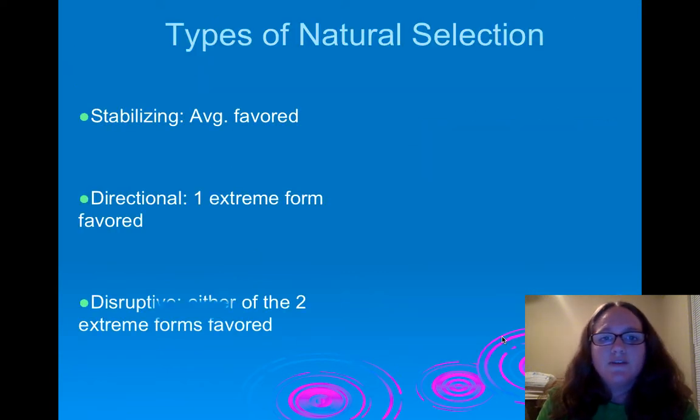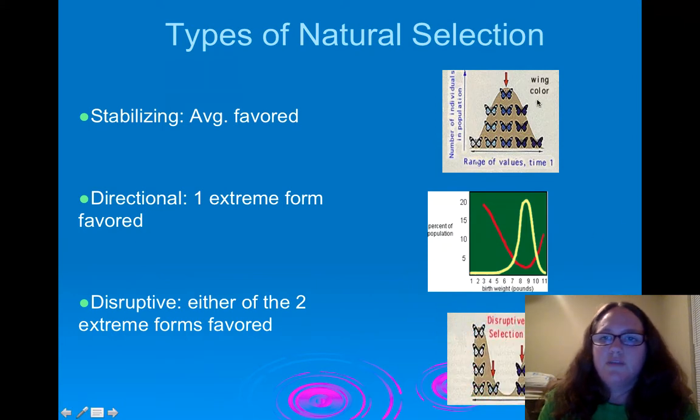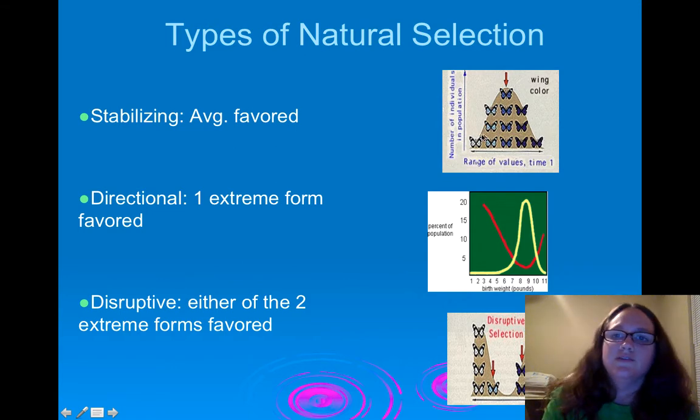So looking at a couple different types of natural selection, there are three, and we're going to use kind of the peppered moths as an example. So stabilizing selection means that the average is favored. So here's your bell curve. This is how we talk about averages in statistics. So it looks like kind of this bluish color is favored in this situation. That's where most of them are. You also have white on one side, and you have like darker blue or black on the other side, and these are not so favored. So the middle is kind of favored.